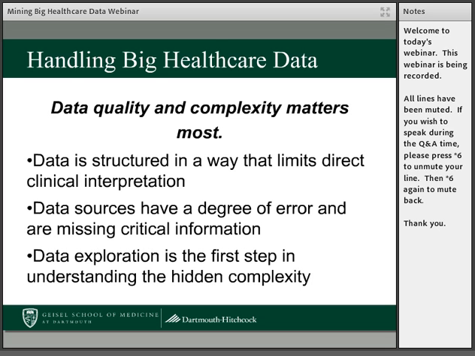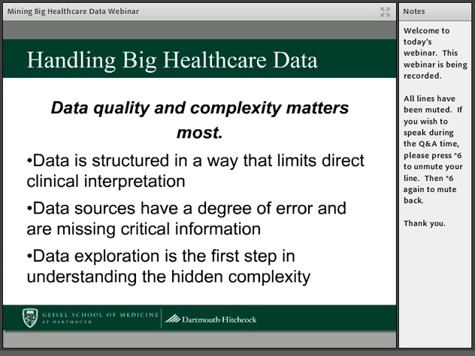So just as a high-level summary, I want to mention that when we look at this big healthcare data, the most important thing that we find is that data quality is an issue. And I'll show some of the work that we've done that indicates this as a problem. And the complexity of the data: it takes some time to sort through the information to find out what's valuable.